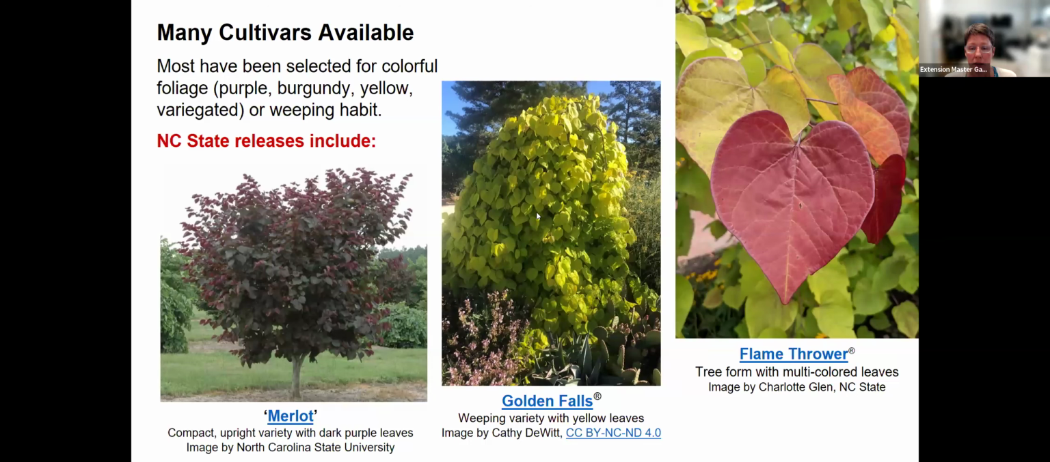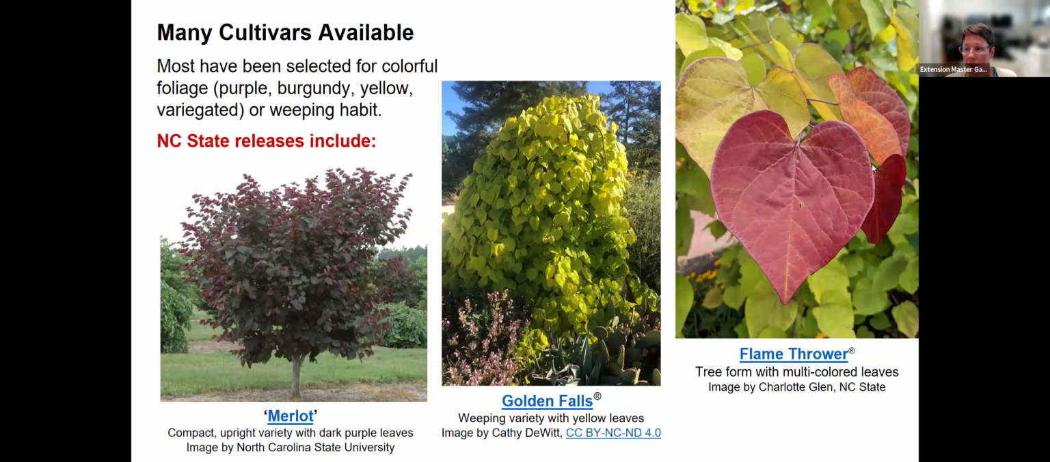Then there are varieties with golden colored foliage and weeping habit. So there are some upright golden leaf ones. This Golden Falls, another NC State variety, is a weeping golden leaf variety. You can see there, it has this very weeping, almost trailing habit and these bright gold leaves. Again, with the gold leaf varieties, the color's most intense in the spring, and they go a little bit more towards regular green in the summer.